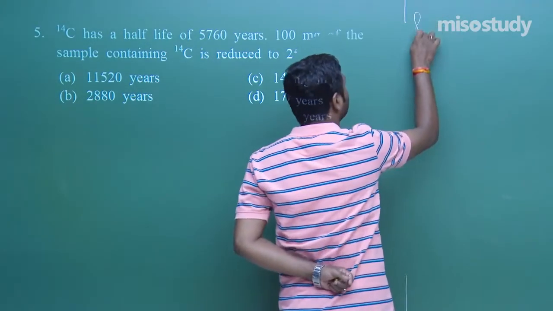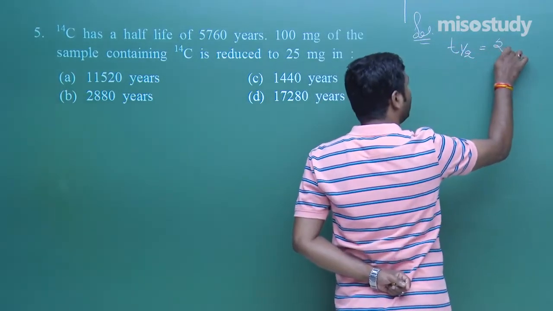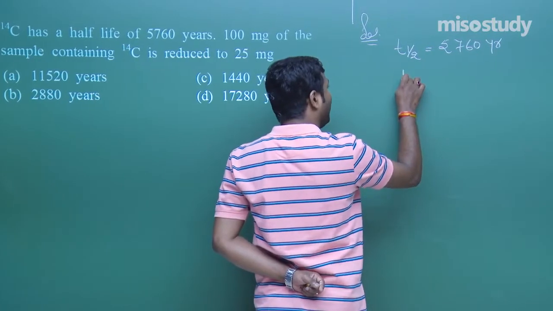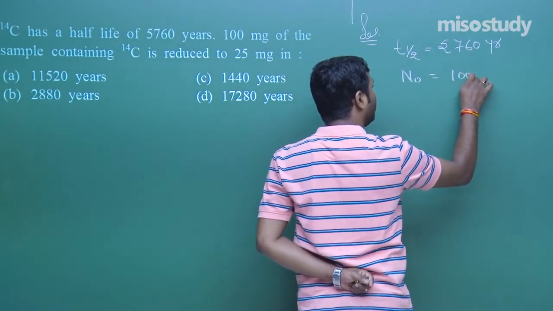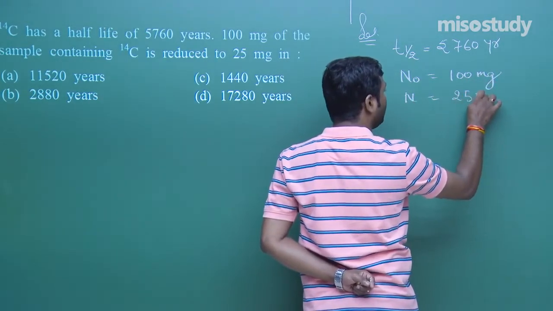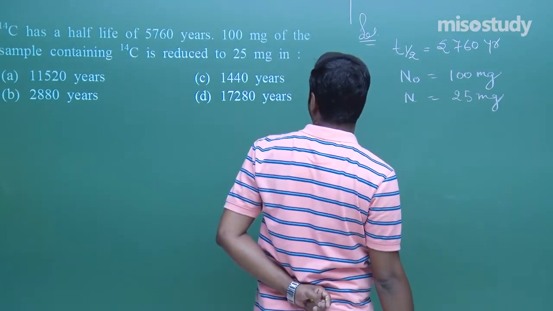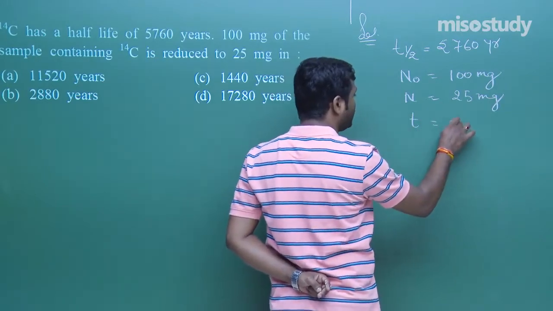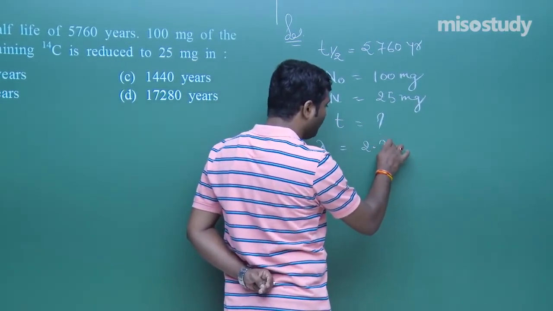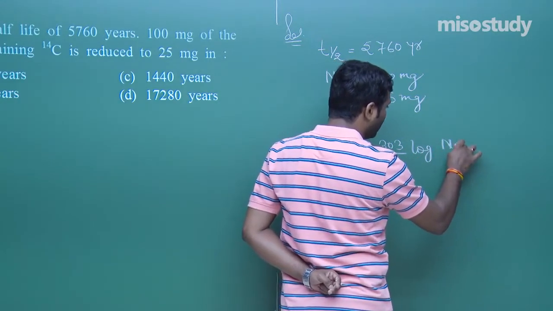According to the question, what is given here? T half, my friend, is 5760 years. Clear to you? And N naught is equal to 100 milligram, and N is equal to 25 milligram. Clear, my friend? Yes. And we have to find out the overall time T. How many times? Clear? As we know, lambda is equal to 2.303 upon T log N naught upon N.